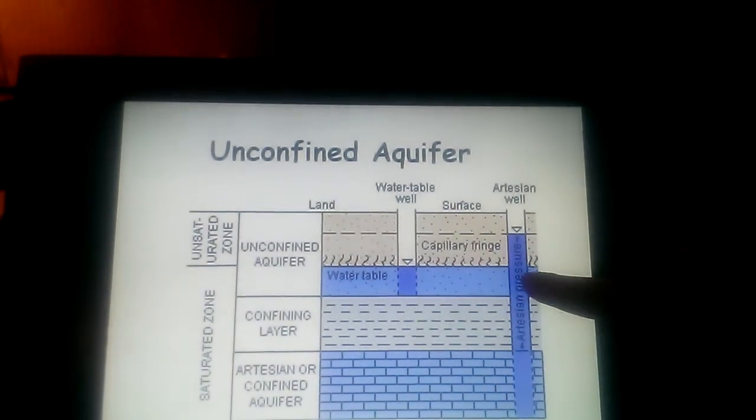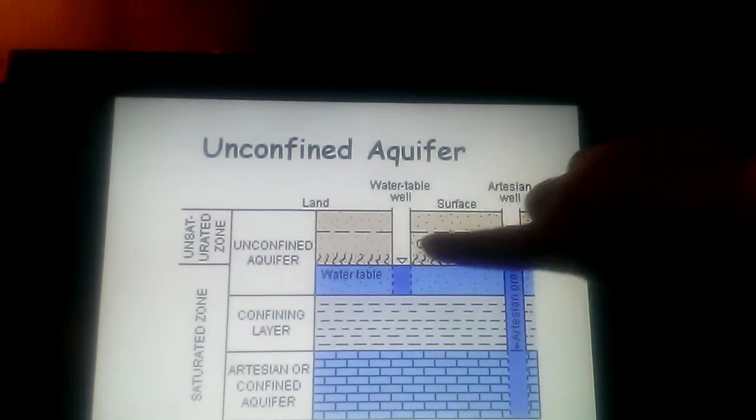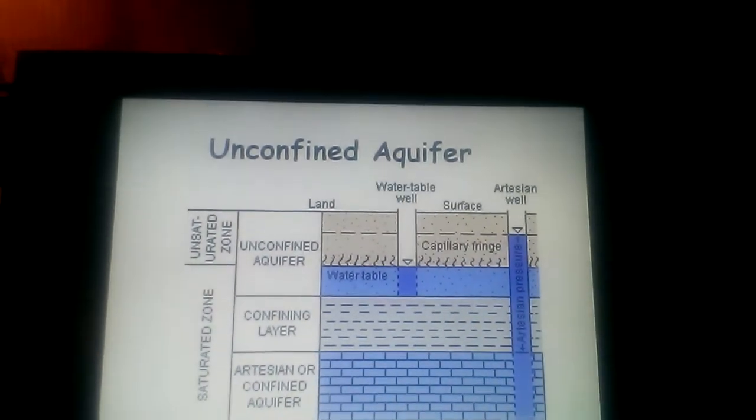You have your water table. This is your zone of saturation. Then this area here is just soil in the zone of aeration. And the water would just come from the surface straight down.